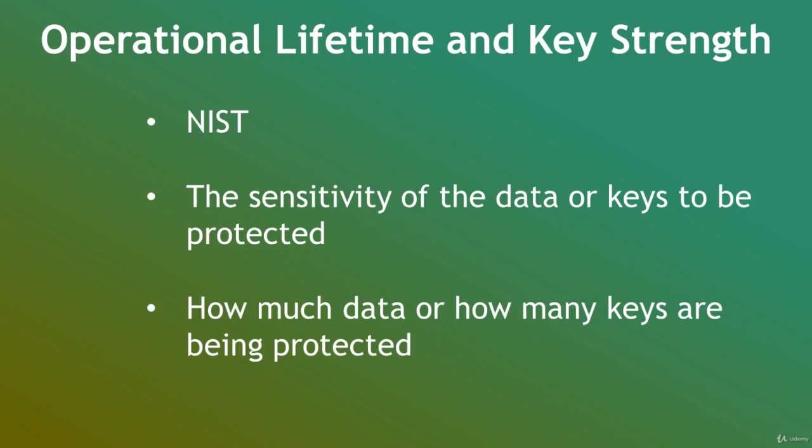A crypto period is the operational life of a key and is determined by a number of factors based on the sensitivity of the data or keys to be protected, and how much data or how many keys are being protected. From this information, the operational life of the key can be determined, along with the key strength, which is proportional to the cryptographic strength of the system.